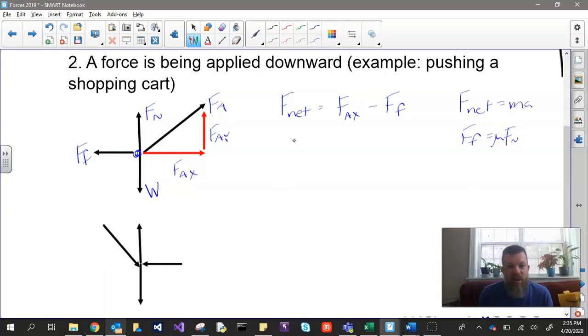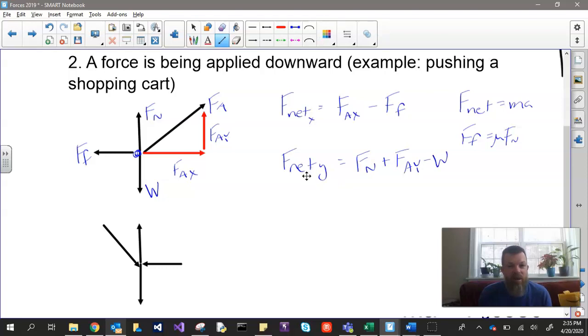We have to look at Fnet in the y direction. So I'm going to make that Fnet in the x. Fnet in the y direction is all the forces that point upward, which is both Fn and Fay, minus the weight which points downward. We know that we're not moving upward, so if I rearrange, the normal force in this case is equal to the weight minus Fay.